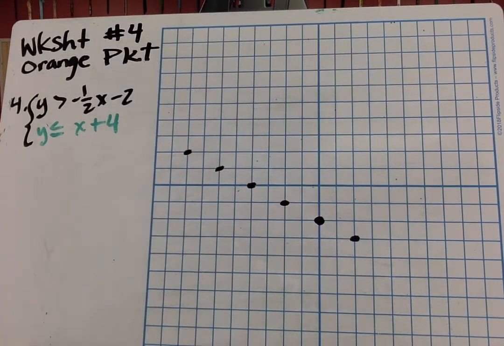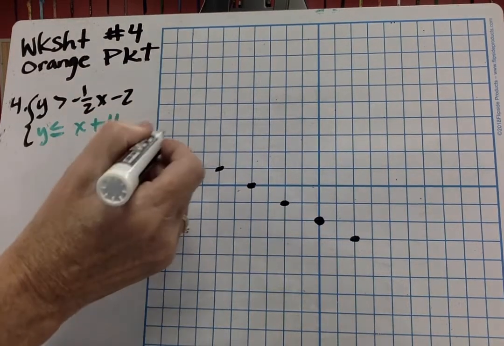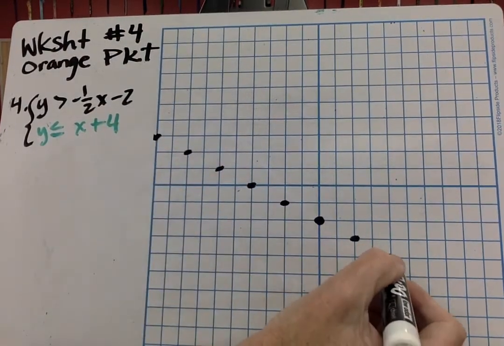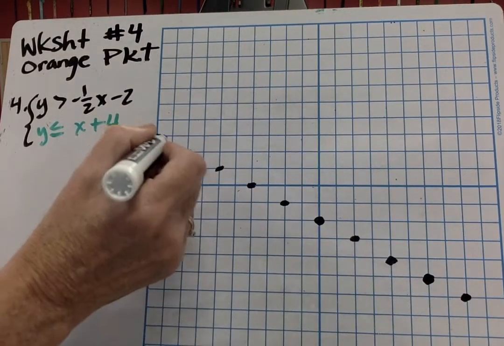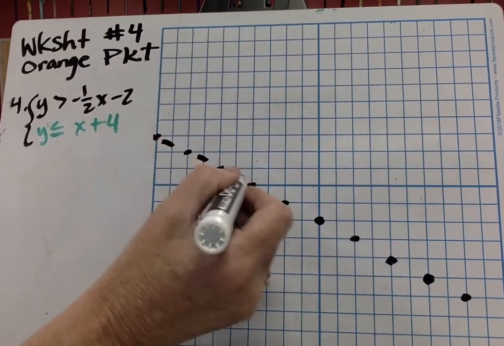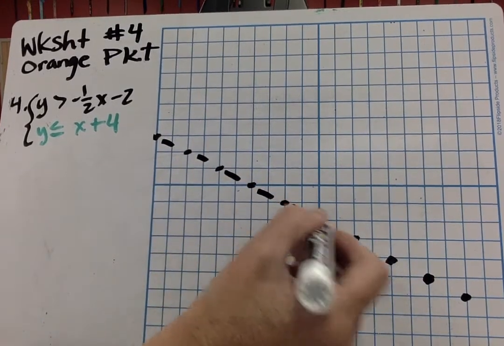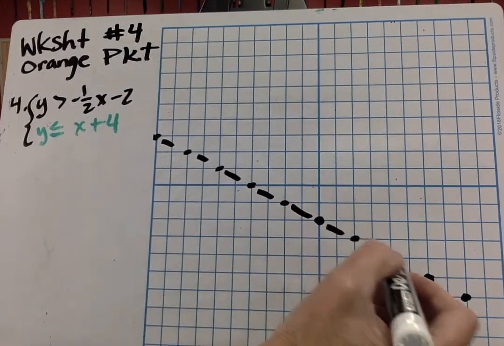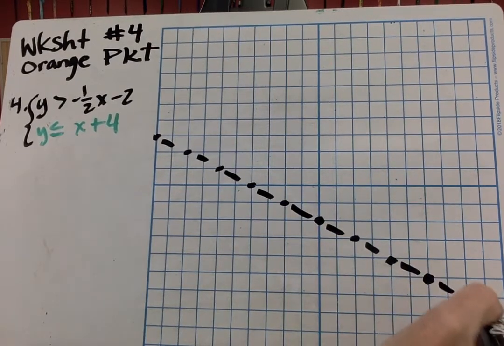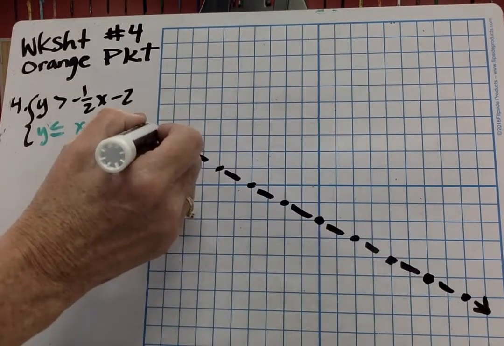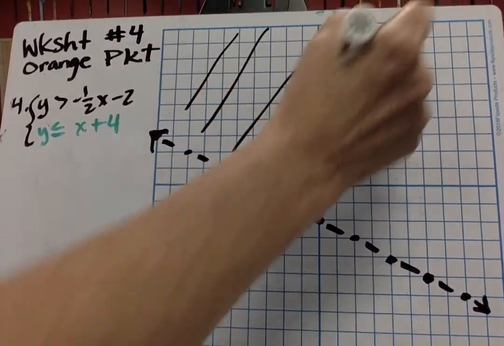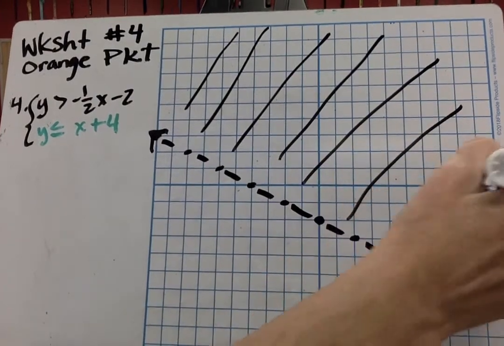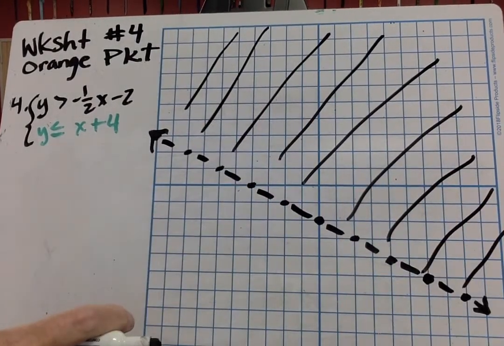Okay, now since it says greater than, we don't make a solid line. We are just going to make a dotted line. And I'm going to try and go all the way, just dotted lines in between, and we put arrows at the end to show that it goes on forever. And since it's greater than, I'm going to shade this way. Greater than is above the ladder, so if the ladder fell, it would be down here. So above the ladder is greater than.